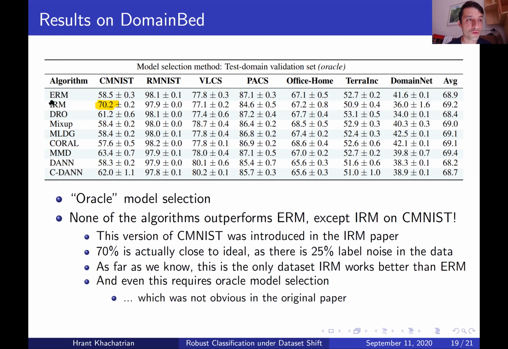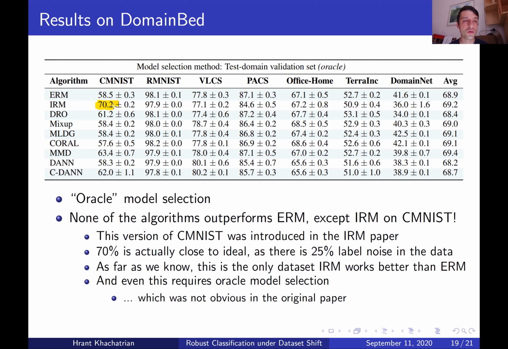There is one algorithm called invariant risk minimization. It significantly outperforms other algorithms on this colored MNIST dataset, which is different from our colored MNIST. But it's funny that this dataset was introduced in the same paper as IRM, so it's kind of tuned to this dataset. And in fact, 70% accuracy is not bad because they have a lot of label noise in their data. This is somehow connecting to Hrant's talk also. The ideal performance here would be 75, and they reached 70, which is fine.